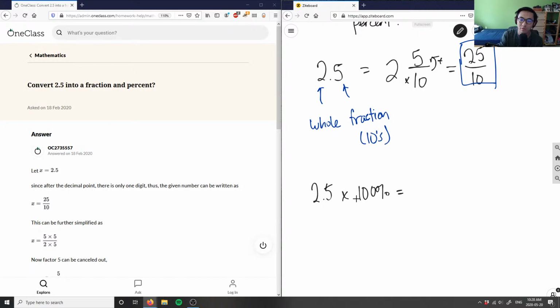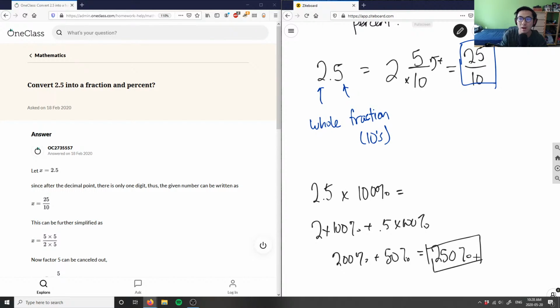So you can kind of split this up. You can visualize this as simply just 2 times 100% plus 0.5 times 100%. So 2 times 100 is 200% plus 0.5 times 100%, simply just half of 100%. So this is 50%, which is going to equal 200 plus 50 here is 250%. And this here is our solution, this is the answer to the question here.